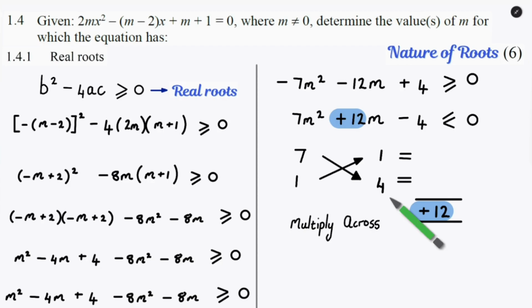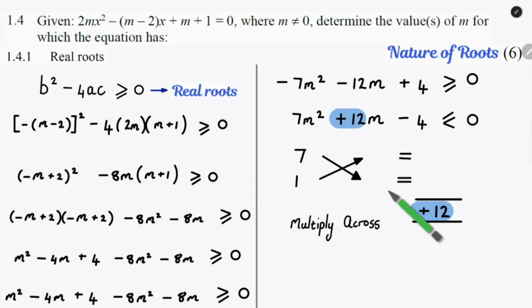So what I do now is I switch the order of these two factors, put the 4 on top and the 1 at the bottom, multiply going across, and 1 times 4 is 4, 7 times 1 is 7. Can I add or subtract those to get 12? Bloody close. If I add them together, I get 11, but not quite 12. So we've got to try different factors of 4.